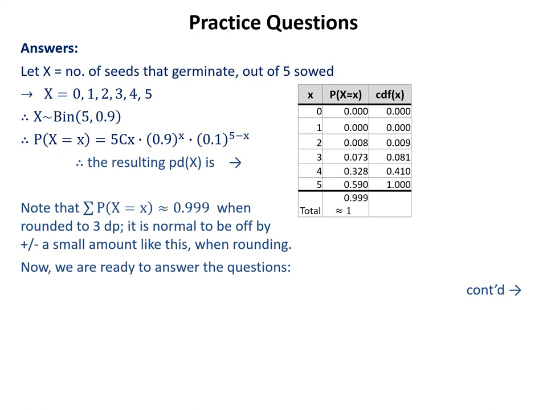So as it happens here, we get that column for probabilities adding up to 0.999, and we consider that to be equal to one, and it's simply close enough to one, and we recognize that that's simply due to unavoidable rounding. And also we can see that the CDF here actually comes out to 1.000, so everything looks fine. So now we have everything we need to answer all parts of the question.